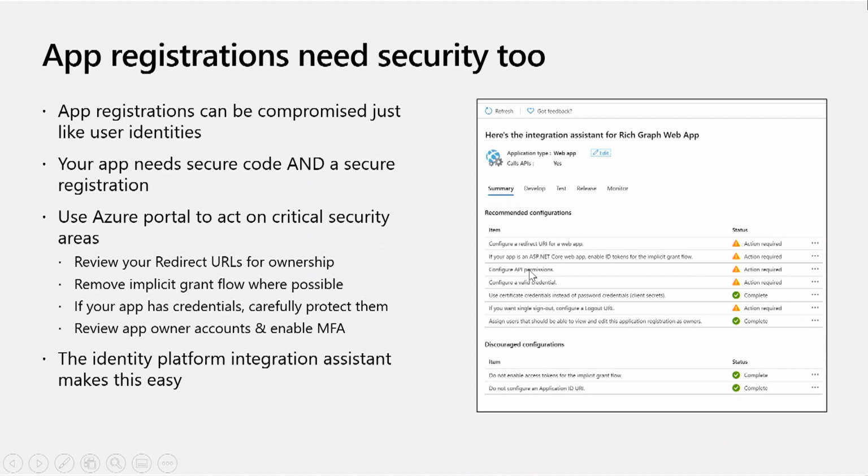Now, I've listed a few things that you should double check on this slide, but in just a second, we're going to go through the integration assistant to understand exactly how those work. Let's talk about some of these things that we want to double check on first, though. The first one on the list is review your redirect URLs for ownership. One way that attackers can compromise an app registration is to look for URLs associated with the app registration that the app owner no longer owns. The attacker takes ownership of it, like taking ownership of a DNS name, and now they can get tokens that were directed at your app if your app used implicit grant flow.